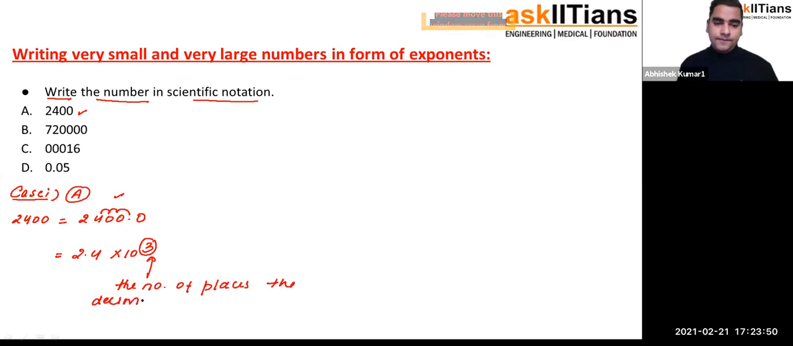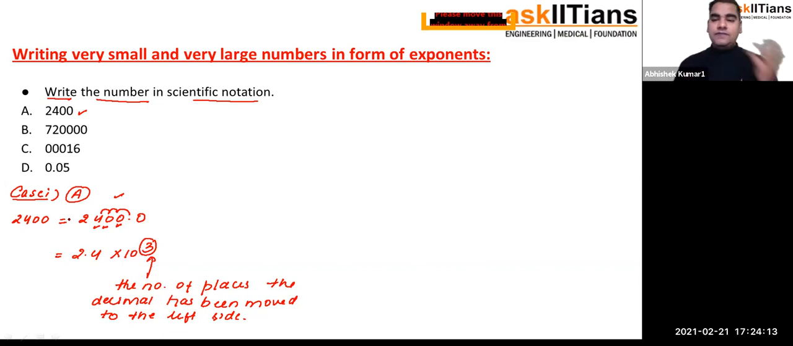The decimal has been moved to the left side. Since in this very first case we moved this decimal by how many places? Three places. One place, second place, three places. When we move this decimal to the left-hand side by three places, we get 2.4.